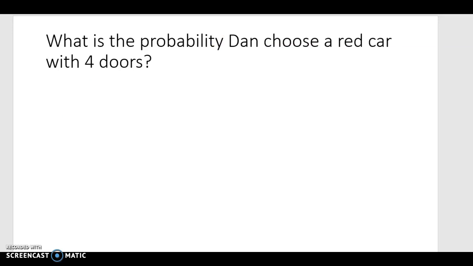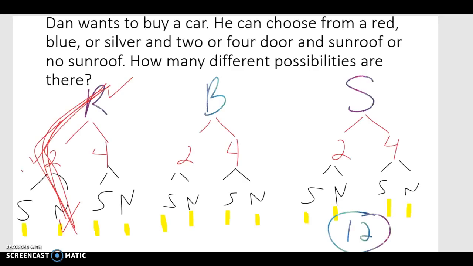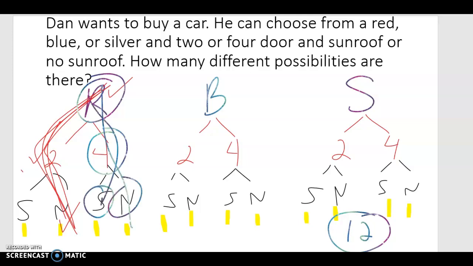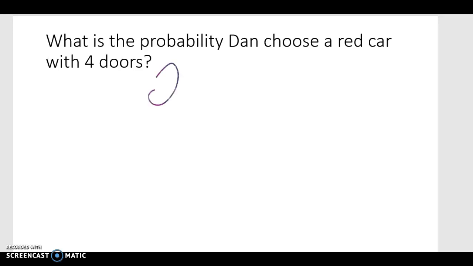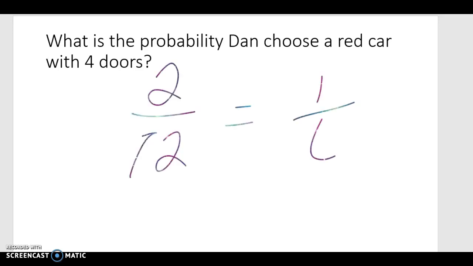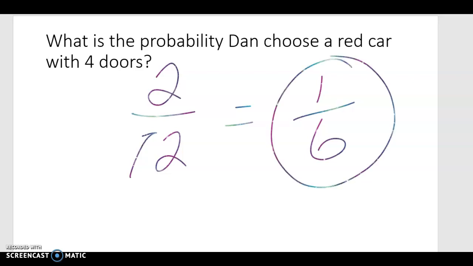What is the probability that Dan chooses a red car with 4 doors? Well, okay, let me change colors. Red car, 4 doors. He doesn't care about the sunroof. That means both of these options are in. So we have 2 slides because red for sun, red for no sun. So now we have 2 possibilities out of 12 total. We always reduce fractions if possible. And Dan has a 1/6 chance of choosing a red car with 4 doors.